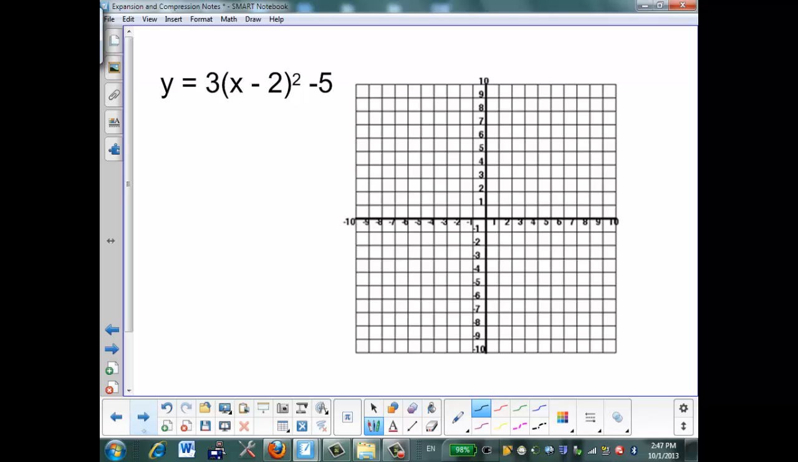The same principle applies when we've added a translation. Remember, the value inside the squared, with the x, is the translation on the x-axis, and the number outside is the translation on the y-axis. Now we need to remember this minus sign, so we're actually going to move in the positive direction along the x-axis, and then 5 in the negative direction along the y-axis. But with the value of 3 out front, this value here is our compression or expansion.